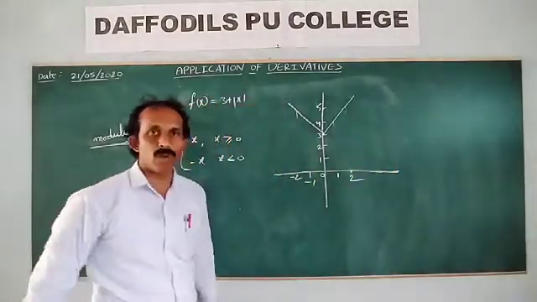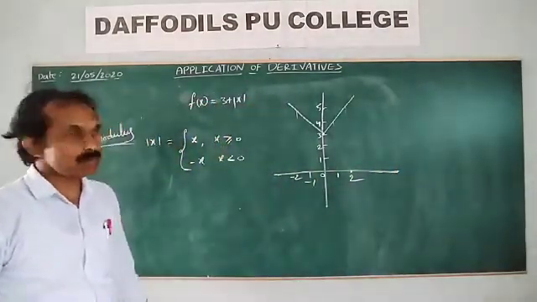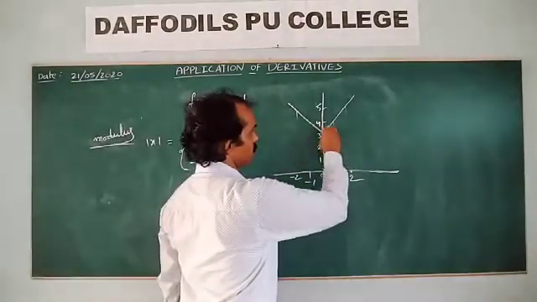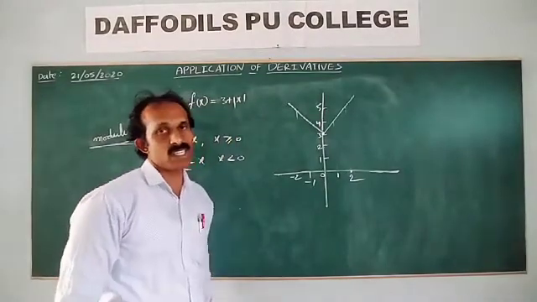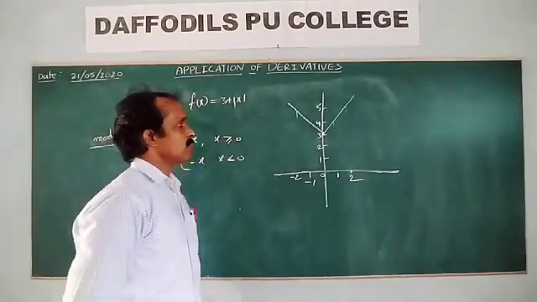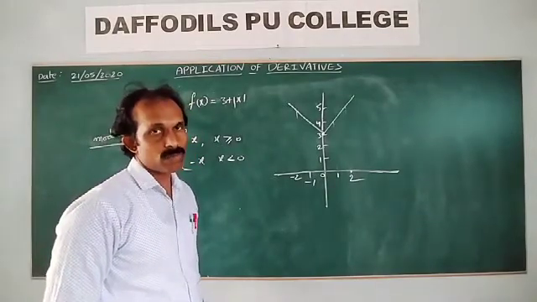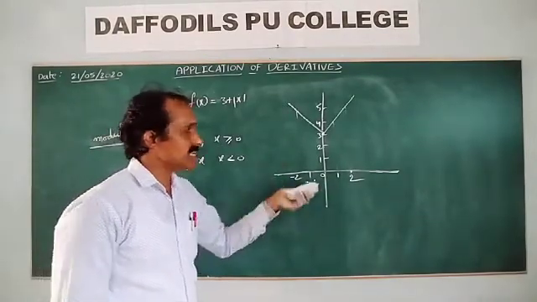Find the local maximum, local minimum. This is the problem. At x equal to 0, it is not differentiable. Why? Because there is a sharp corner. Differentiable means only one single tangent. Here there is more than one tangent. That's why it is not differentiable at x equal to 0. So not differentiable means the test failed.